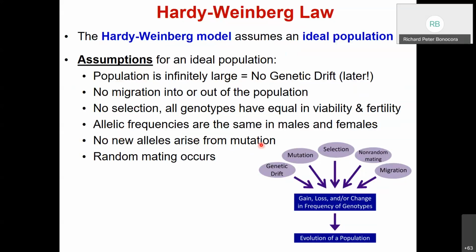Where you negate mutations, so assume mutations are not occurring, so we're not getting new alleles coming from mutation, and that random mating occurs, that there's no preferential mating. I'll use this diagram later on to talk about these different things. So we're going to talk about what's ideal, and then we'll talk about some things that make it less than ideal.